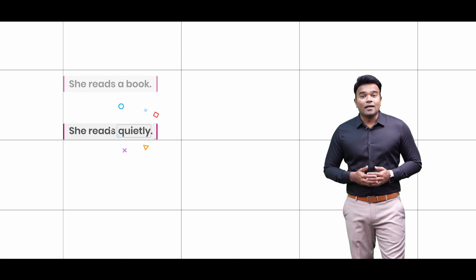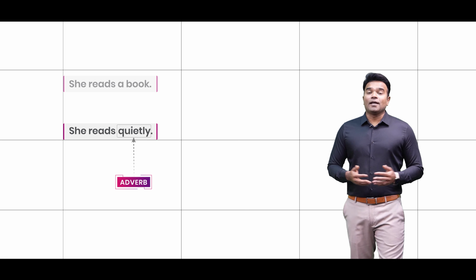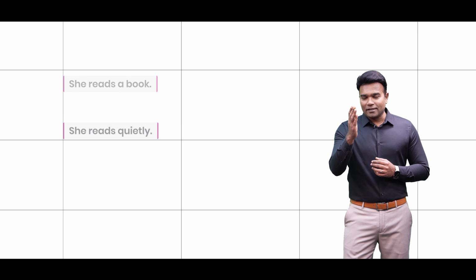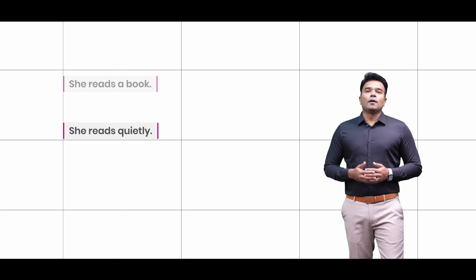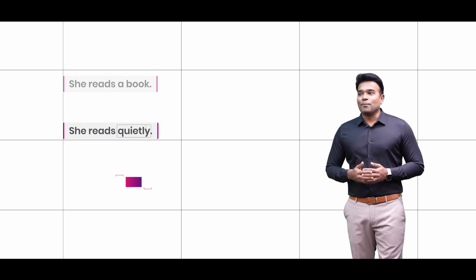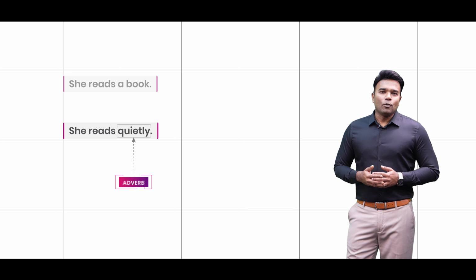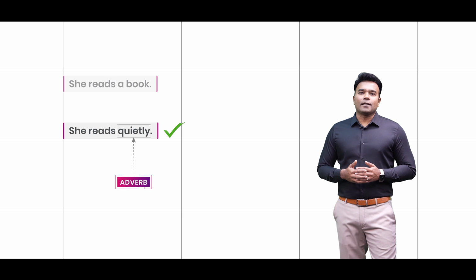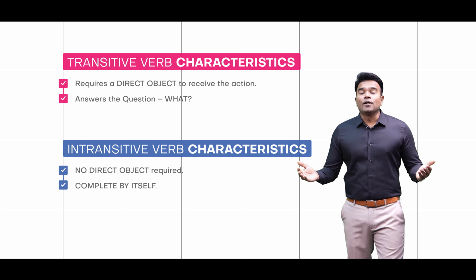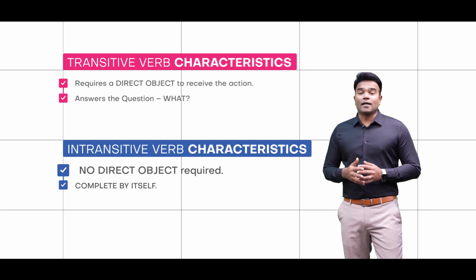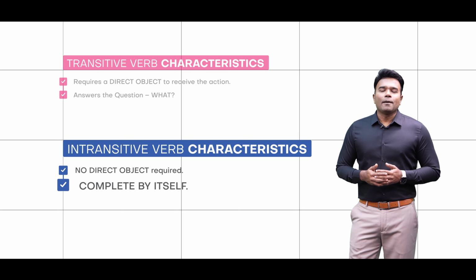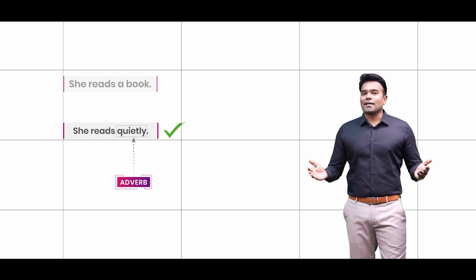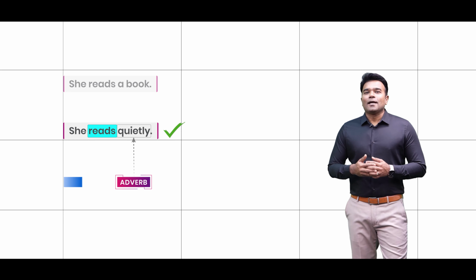Rather, here quietly happens to be an adverb. Well, what an adverb is is something that you shall be learning moving forward in this course. But then, definitely at this point in time, I am sure you are able to understand that quietly is not an object. Well, what this means is that this sentence is a meaningful sentence despite the fact that it doesn't have an object. And such verbs which do not expect a direct object, which are complete by themselves, are what we refer to as the intransitive verb. In other words, in this sentence, reads happens to be the intransitive verb.